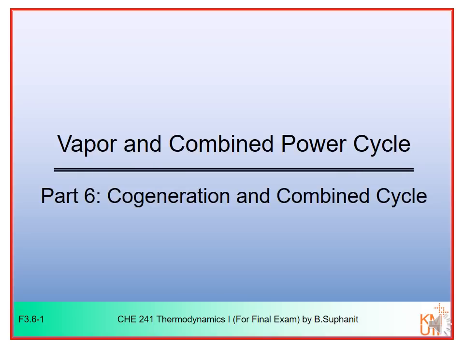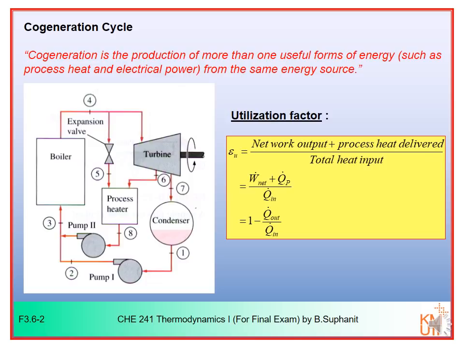Hi. In the last part of the vapor and combined power cycle lecture, we are going to talk about the cogeneration system and the combined power cycle. Let's talk about the cogeneration system first. The cogeneration system is the system which can be used to produce both heat and power, both process heat and electrical power.